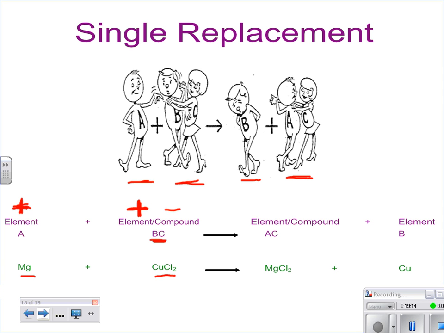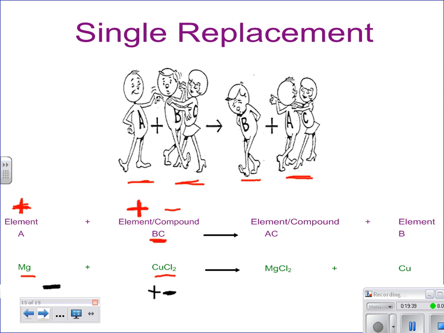So if you have two metals, they would be the ones that might possibly be switching positions. The other example would be if you have this ionic compound and you have a non-metal that comes along, then the two non-metals might be the ones that switch positions. But there's a whole list of rules that we have to follow to see if this reaction will actually take place, and we'll see that tomorrow.